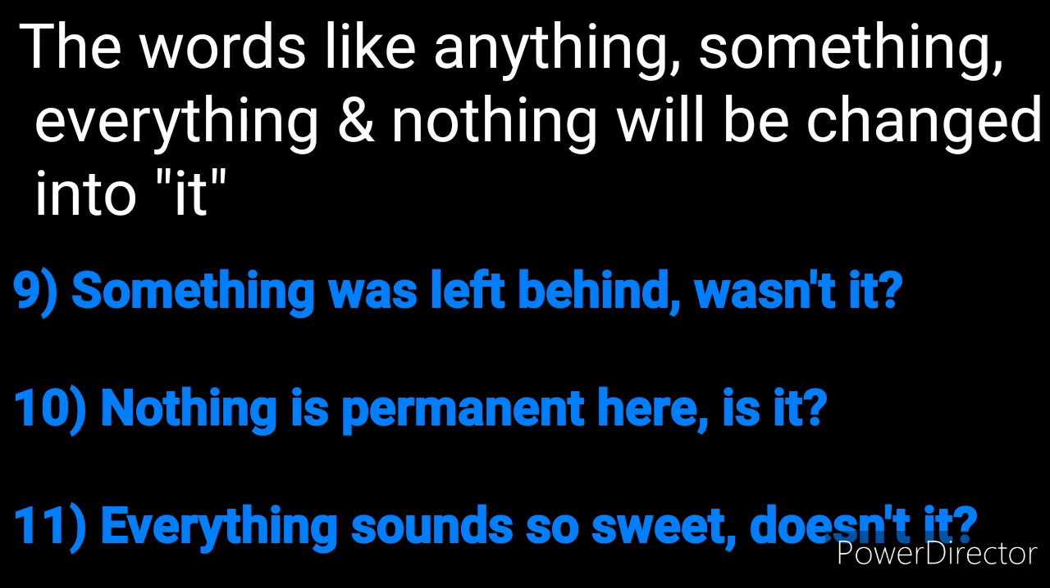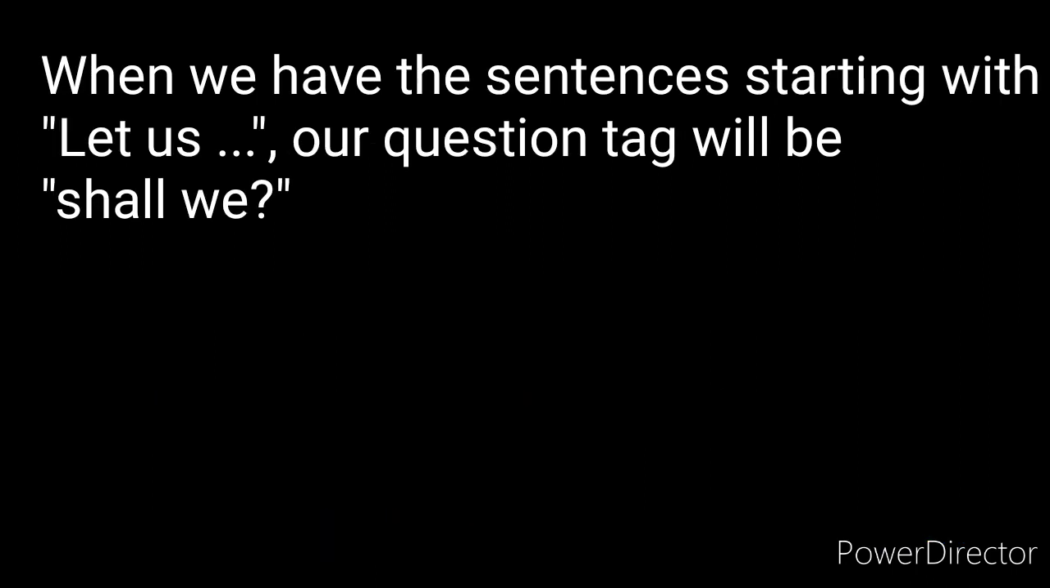Now see the 11th one. Everything sounds so sweet, doesn't it? Why doesn't is coming? Because auxiliary verb is, are, was is not there. Now if you see the 10th one, nothing is permanent here, is it? It's not isn't it, because it's already negative. Nothing, no thing. That's why we made it positive. Nothing is permanent here, is it?